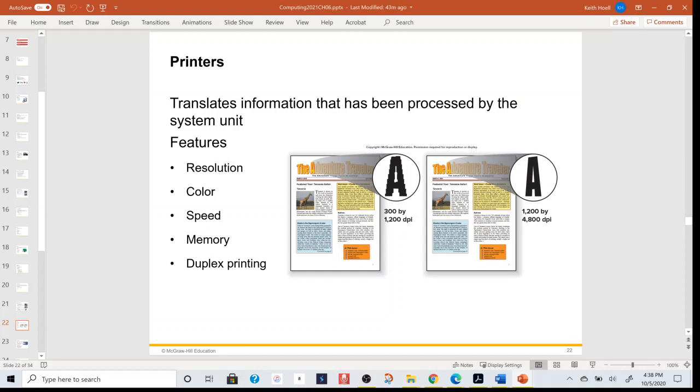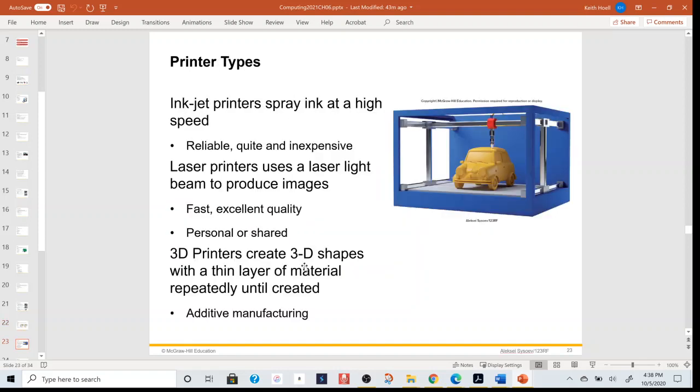All right, printers. A printer is really a popular device. It translates information that has been processed by the system unit onto the printed page. Something that is really cool are 3D printers. This is a 3D printer. A 3D printer will take little plastic pellets and create actual products from images on the screen. One big thing about a 3D printer that is very controversial is that people are printing guns using this technology. A lot of people are saying that's really controversial and they should be banning 3D printers.